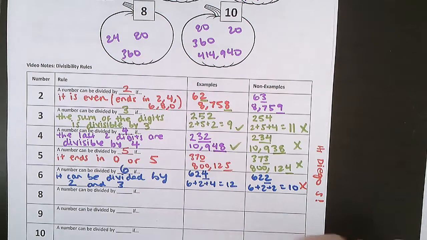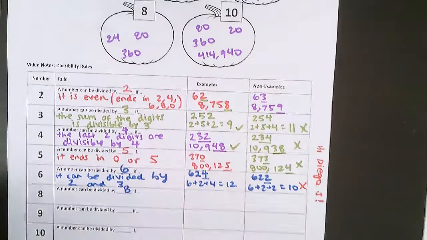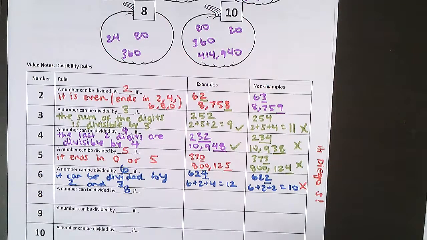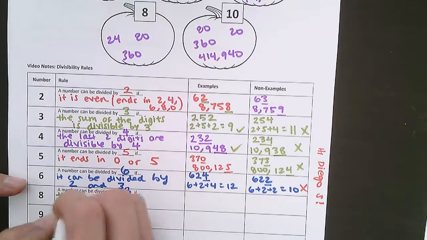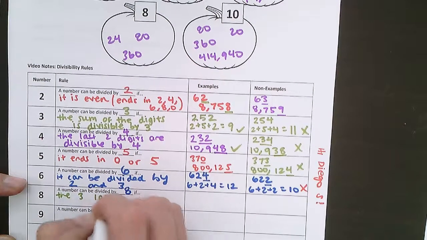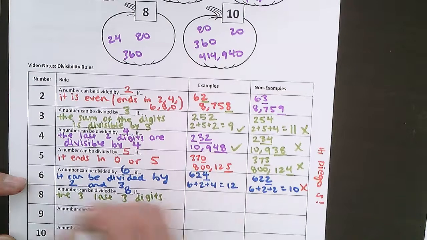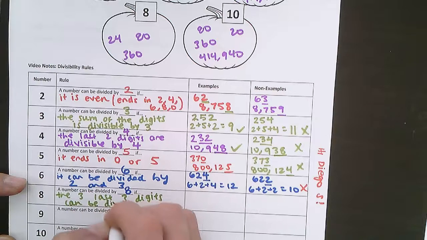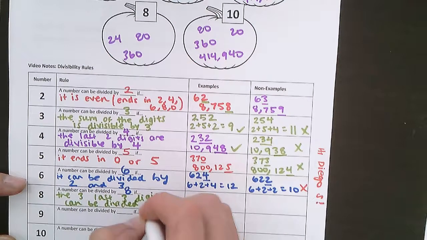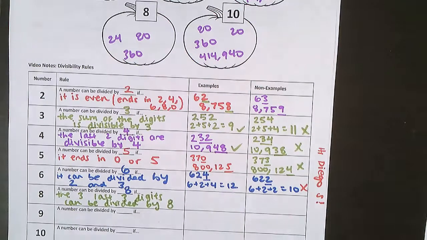3 more to go. A number can be divided by 8 if the last 3 digits can be divided by 8. 8's a little trickier, but we also don't use the 8 rule as much.